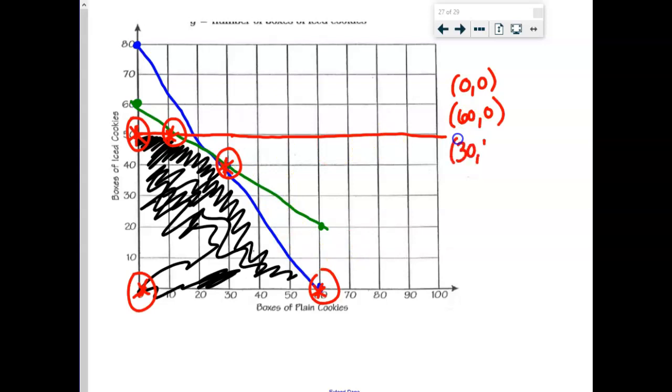Your graphs are probably nicer. Does yours look like 30, 40? Okay. This one I'm not real sure about. I'm going to come back to that one in a minute. And then this one is 0, 50.